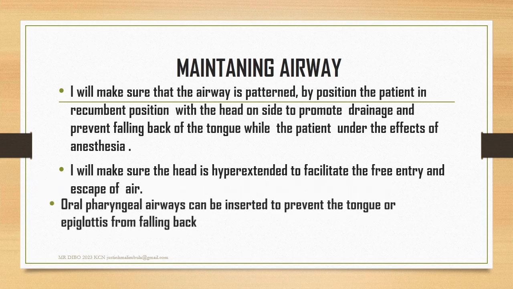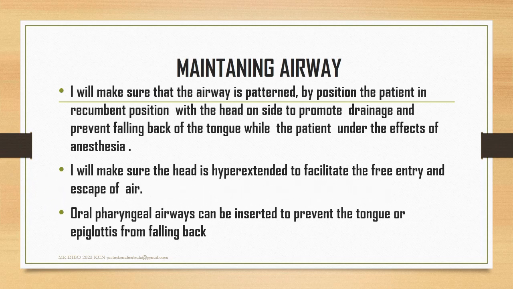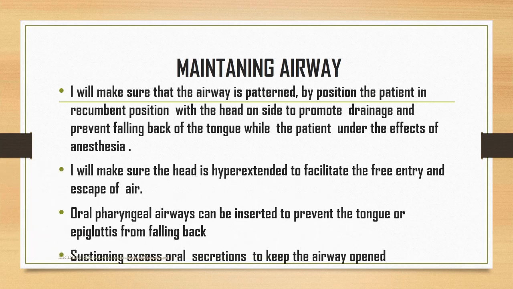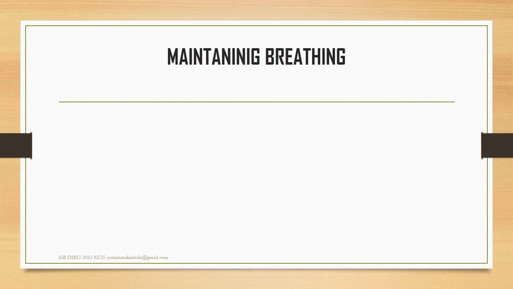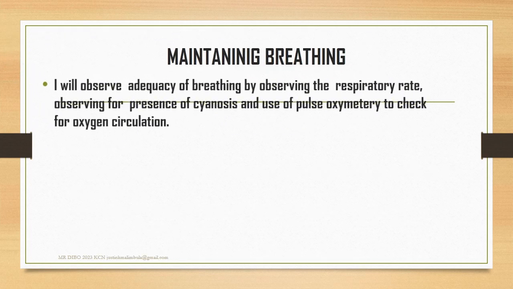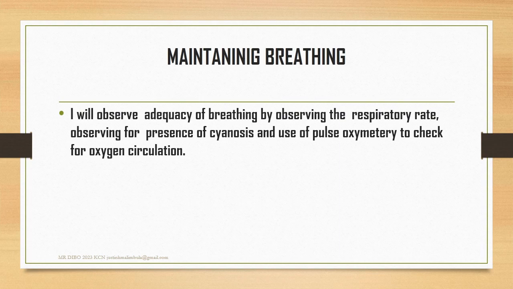Then make sure that the head is hyperextended to facilitate free entry and escape of air. You can also use sterile oropharyngeal airways, which can be inserted to prevent the tongue or epiglottis from falling back. Therefore, there will be no occlusion of the patient's airway. In case of excess secretions, you need to suction them to keep the airway open or patent.